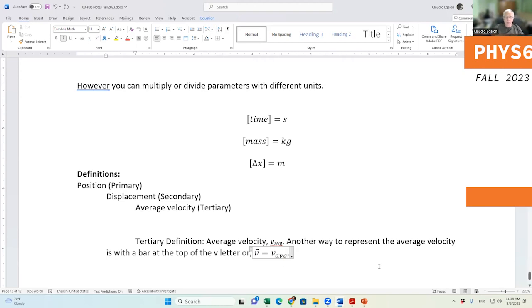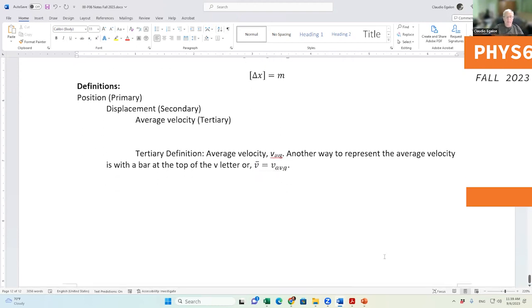Like that. Either notation is acceptable. Mathematically speaking, V bar is equal to V average. And now we're going to do an example.